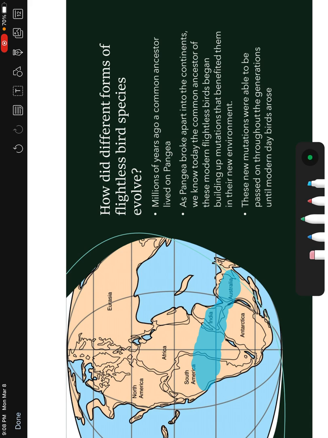And then as Pangaea broke apart into the continents, we know today that the common ancestors of these modern flightless birds began building up mutations that benefited them in their new environment. These mutations that benefited them in their new environment would be the adaptations. And these new mutations were able to be passed on throughout the generations until the modern day birds arose.